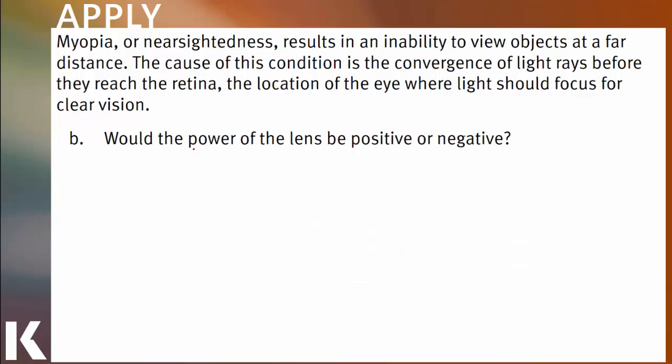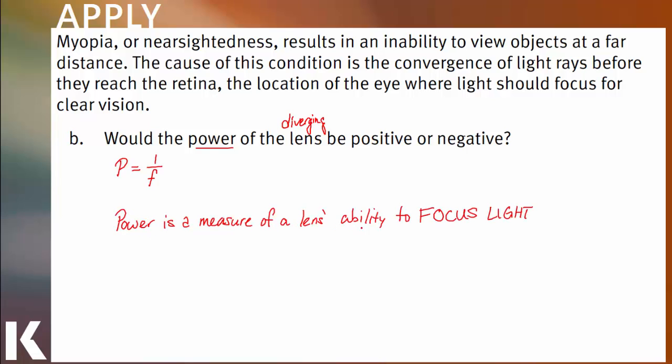Now the next question asks us, what is the power of this lens? And recall the lens that we just determined was a diverging lens. Now I want you to focus on that word power, and you might even recall P equals 1 over F. But we actually don't need the formula here. Instead, the definition will be more helpful. Power is a measure of a lens's ability to focus light, and that's the key term there, focus.